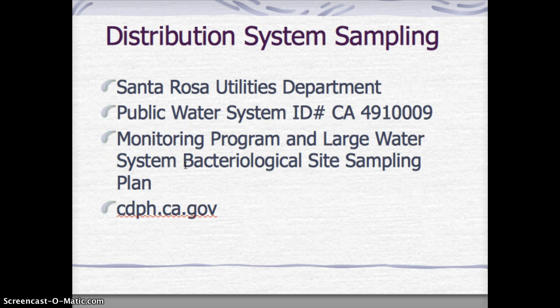Now we have looked at the City of Santa Rosa's monitoring program and large water system bacteriological site sampling plan. We used it back in, I think, the regulations and administration session, where you did an overview activity of what is included in four of the sections. Well, now we're going to go just a little bit deeper with this and actually use some of the requirements in one of our assignments. This website at the bottom, the CDPH, is where you can find out more information about criteria, what needs to go into a system sampling plan.